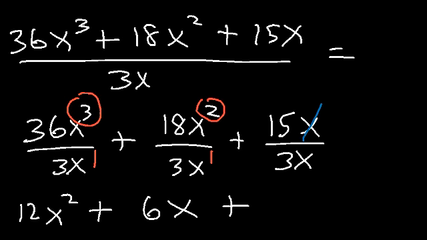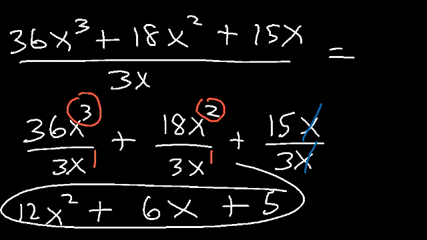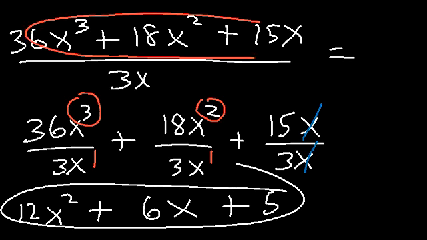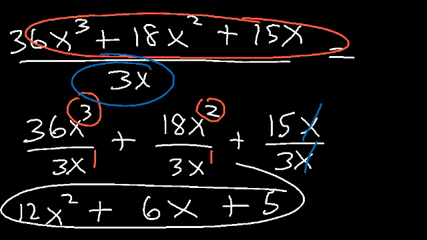In the last term, the x variables will cancel, so it's simply 15 divided by 3, which is 5, and this is the answer. So that's how you can simplify this expression. That's what you can do whenever you're dividing a polynomial, which has many terms, by a monomial, which has one term.